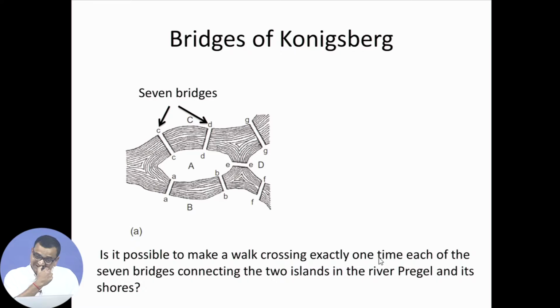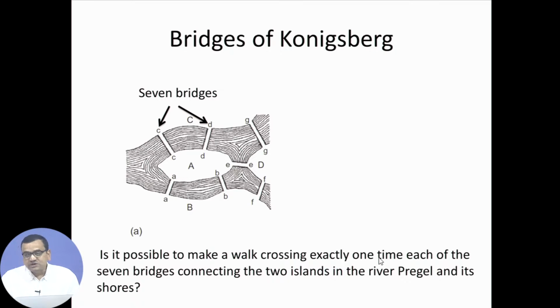Königsberg had seven bridges and two islands. The seven bridges crossed the river Pregel, linking the main river banks and the two islands in the middle of the river. You can see A and D. In those times there was an unsolved problem: whether it is possible to make a walk crossing exactly one time each of the seven bridges connecting the two islands in the river Pregel and its shores. You are not allowed to cross any bridge twice. Is it possible to go everywhere while crossing each bridge only once?